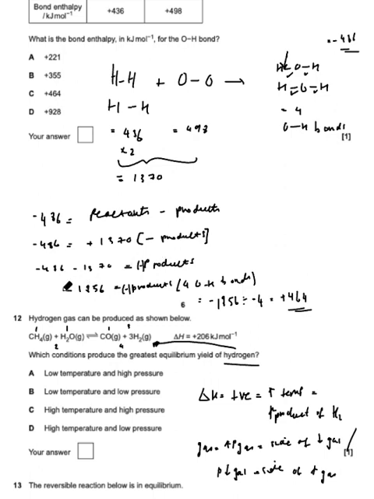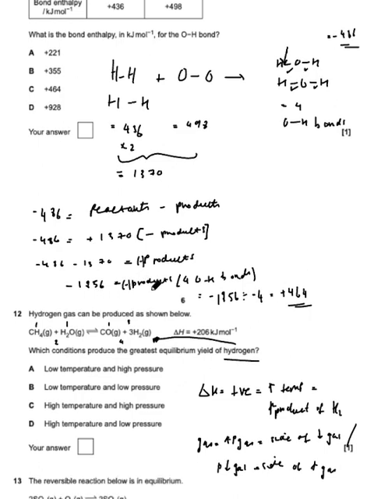Right, so we do minus 486 minus 1370, and we get minus 1856 equal to the products. Right, we have a total of 4 products, yeah? 4 OH bonds. So we do minus 1856 divided by, we still have a minus, so 4. And because there are 2 negatives, the answer becomes positive. So we have positive 464, which is C. And so the answer is C.